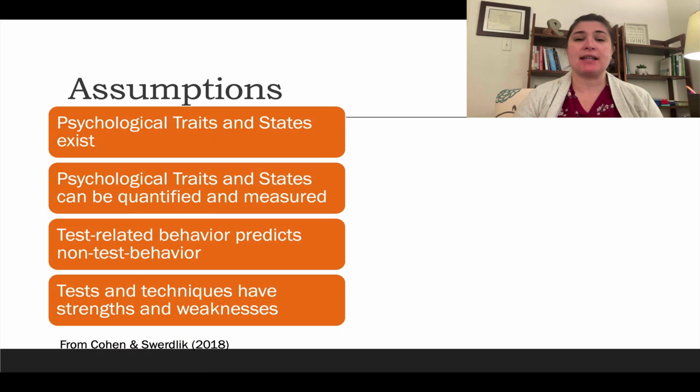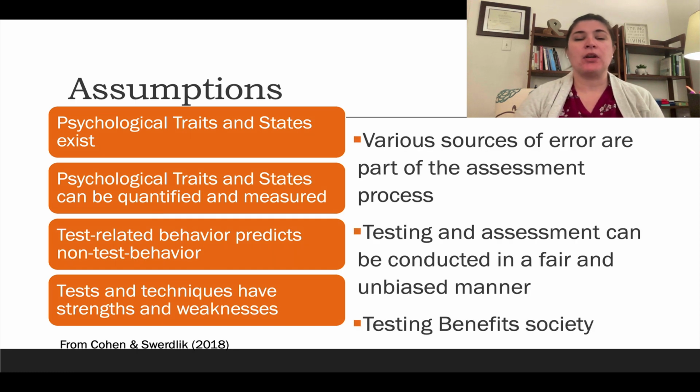Your reading discussed the assumptions for different assessment tools. One assumption is that psychological traits and states do exist. These psychological traits and states can be quantified and measured. Test-related behavior tends to predict non-test behavior. Tests and techniques have strengths and weaknesses. We also know that there are various sources of error as part of the assessment process, and that testing and assessment can be conducted in a fair and unbiased manner. And we do also know that testing does benefit society.